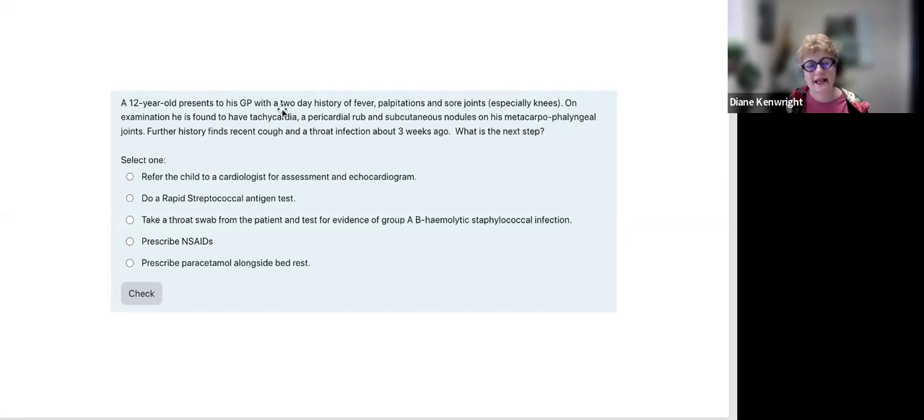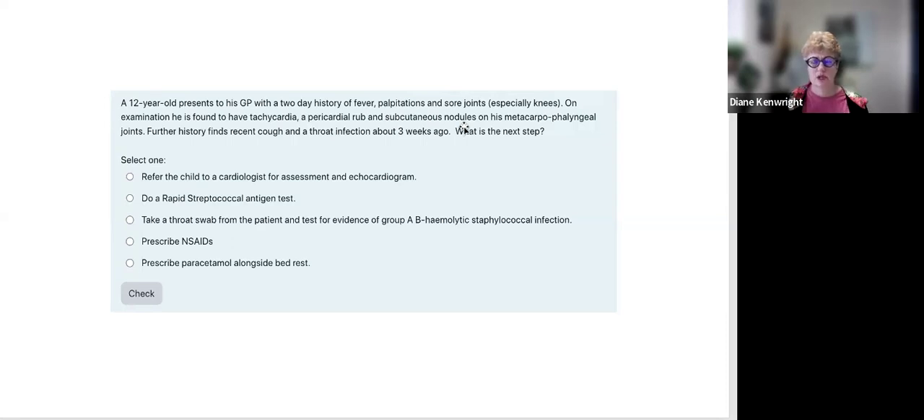But he has tachycardia. So tachycardia, probably if he's got rheumatic fever, means that his heart is being so badly affected that essentially the myocardium isn't able to contract well enough. So it's compensating by speeding up. Okay, a pericardial rub. Yes, pericarditis goes with rheumatic fever, and subcutaneous nodules over his joints. And then the clinching thing, he's had a throat infection 3 weeks ago. So he has acute cardiac decompensation due to rheumatic fever.